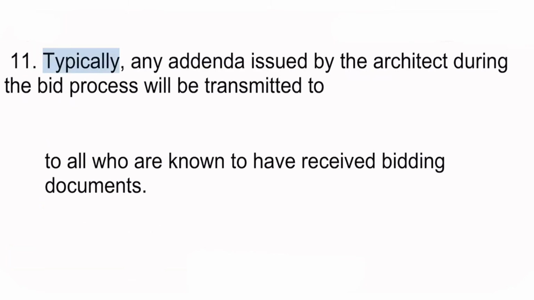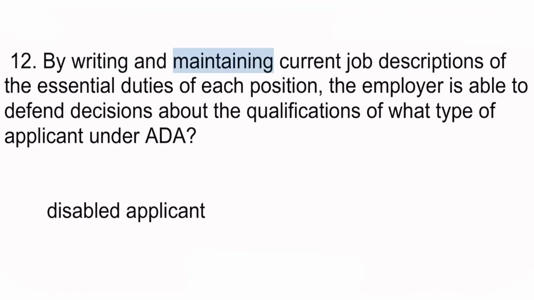11. Typically, any addenda issued by the architect during the bid process will be transmitted to all who are known to have received bidding documents. 12. By writing and maintaining current job descriptions of the essential duties of each position, the employer is able to defend decisions about the qualifications of what type of applicant under ADA? Disabled applicant.